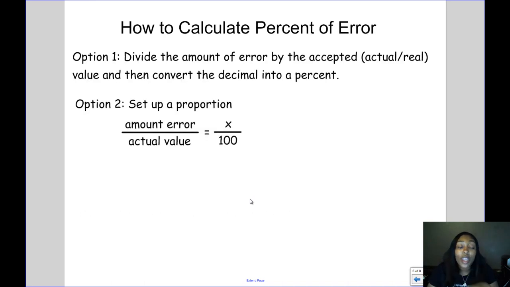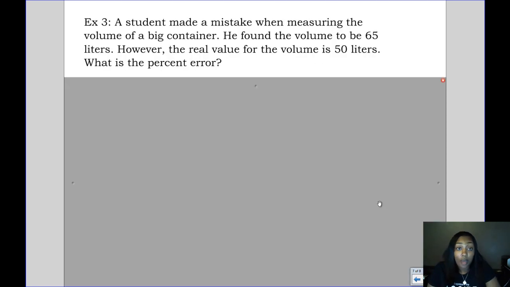So how do we calculate percent of error? There are two options again. The first option, you can divide the amount of error by the accepted or the actual or the real value and then convert the decimal into a percent. The second option is to set up a proportion. So the proportion would be the amount of the error over the actual value equals x over 100. So let's look at an example.